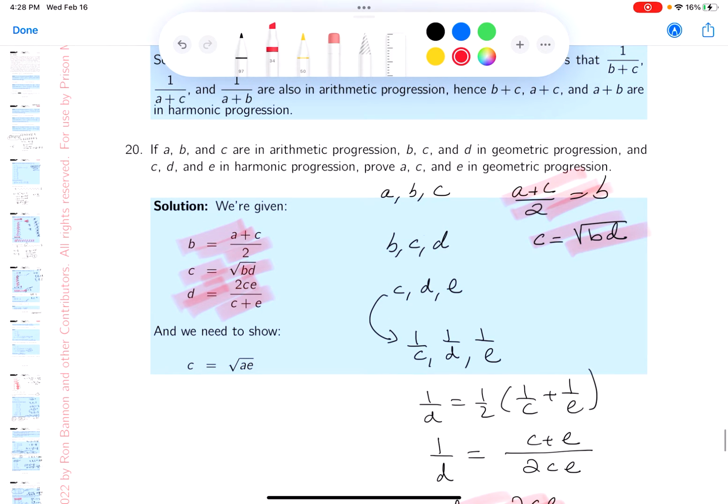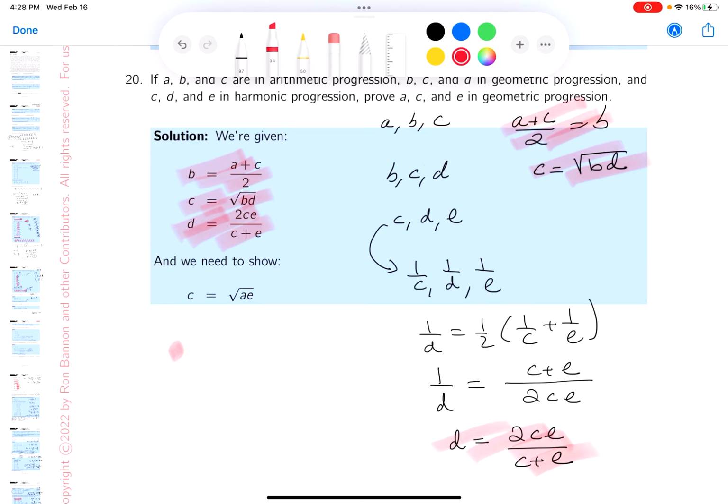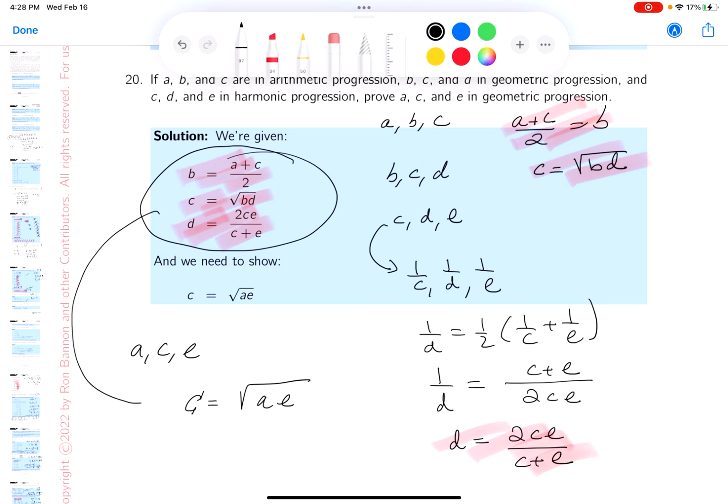Now, these are what's called givens, but what they want me to do is prove that A, C, E is in a geometric progression. Now, if A, C, E, let me write this over here. If A, whoops, sorry about that. Got to make some erasures over here. If A, C, E is in geometric progression, what does it say? C is equal to the root of AE. So what I have to do is use this to show this.